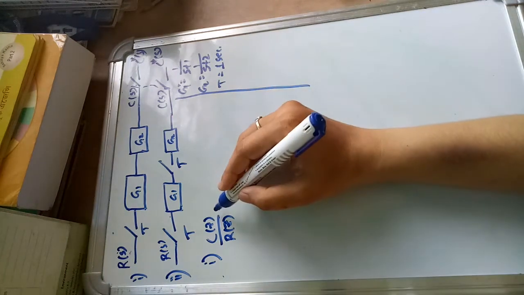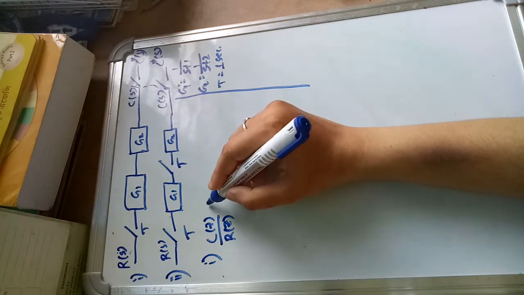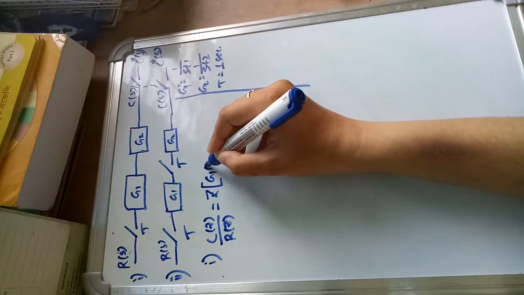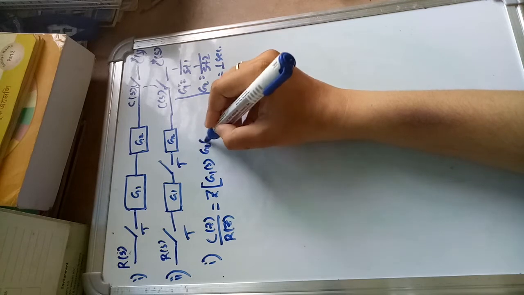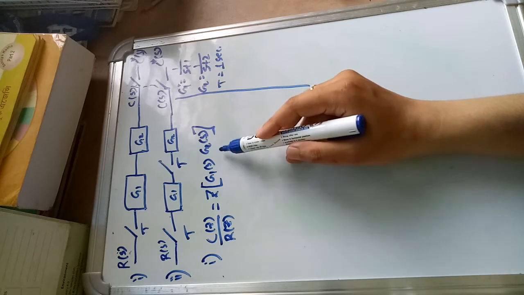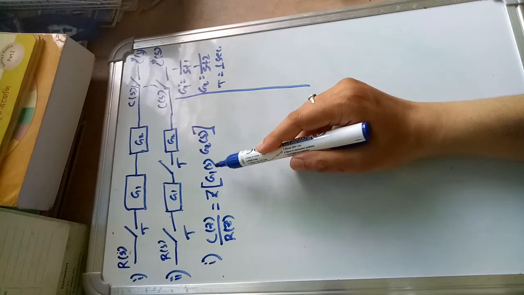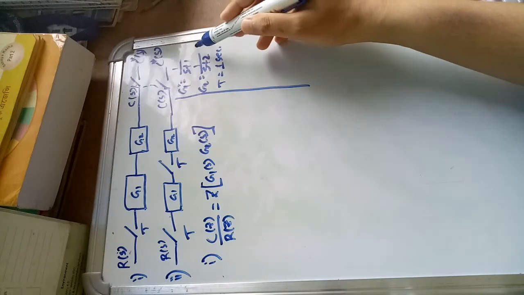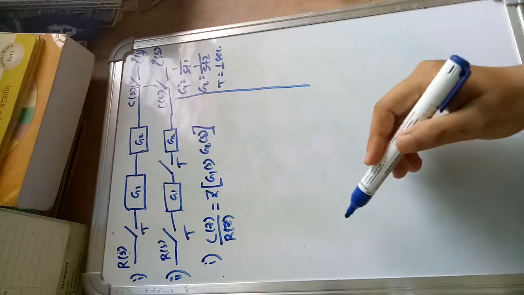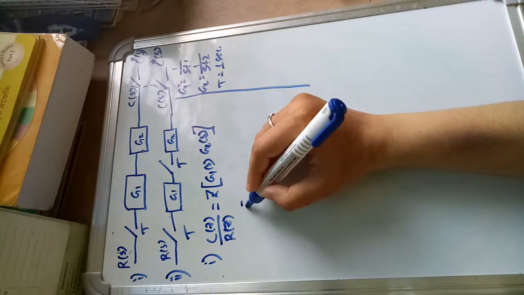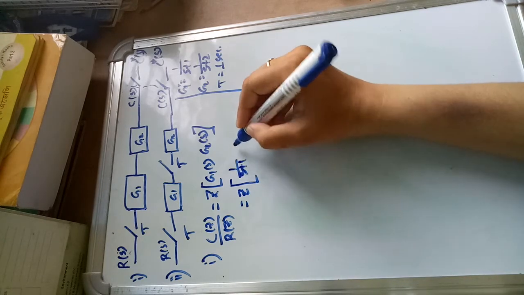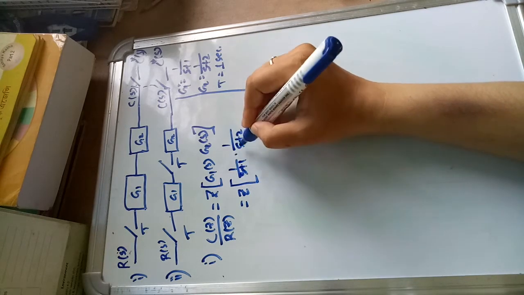Okay. So I am directly writing C of Z by R of Z equal to Z transform of G1 of S into G2 of S. In the earlier derivation, we have written directly G1 Z, G2 Z. It is in the Z domain. But here G1 of S is given, that is 1 divided by S plus 1 and 1 divided by S plus 2. So we have to find out the Z transform. So what we have to write? Z transform of 1 divided by S plus 1 into 1 divided by S plus 2.